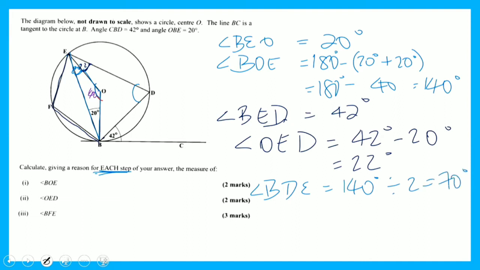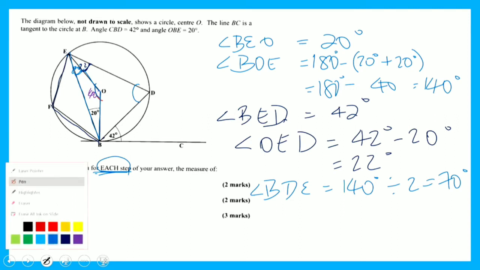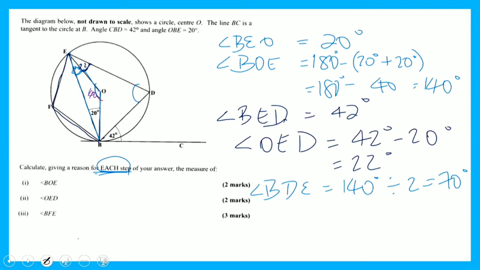You pause, and since you have to give a reason for each step, you say the angle formed at the center of the circle is twice the angle that is formed at the circumference of the circle, subtended by the same arc or chord. All right. And once you know that 70 degrees, then automatically you're going to know angle BFE.